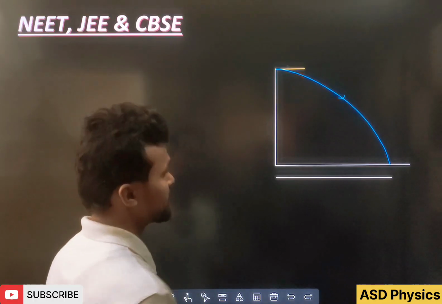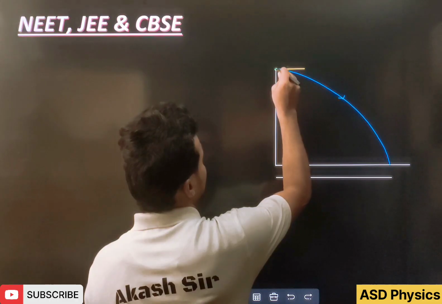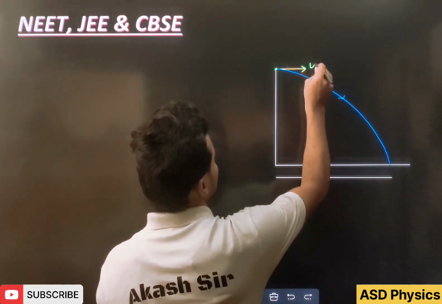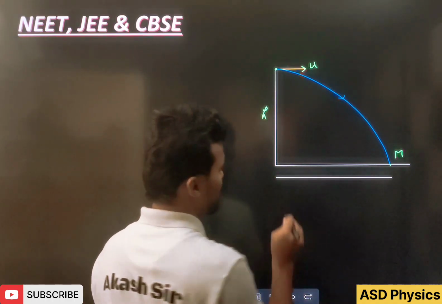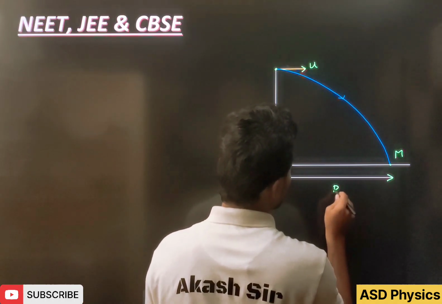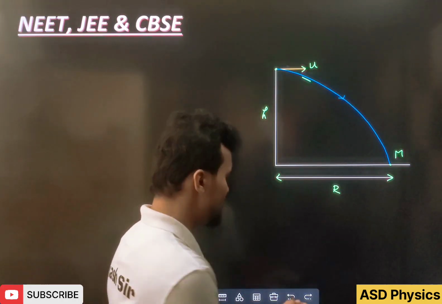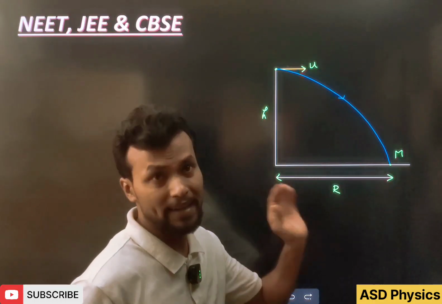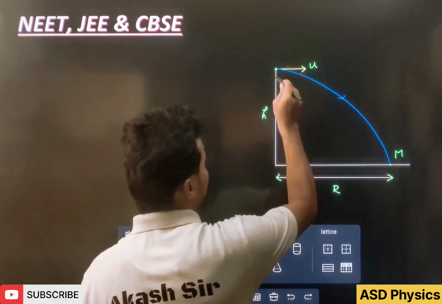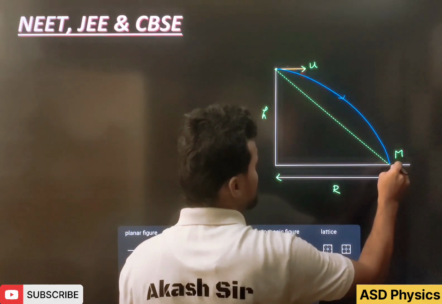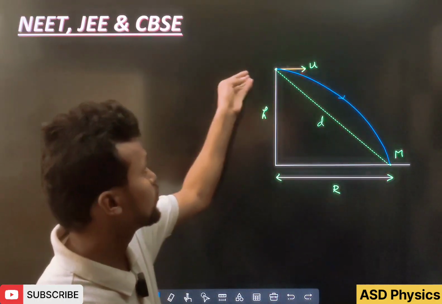So you can see very well what is given here. The helicopter is there, having a velocity u in this direction, and the man is here. What is the height of the helicopter? H, and this will be the range, which I have taken as r. When the packet is dropped, it will follow a parabolic path and reach the man. We have to calculate the distance. So this will be the distance, because the man is going to see the helicopter.